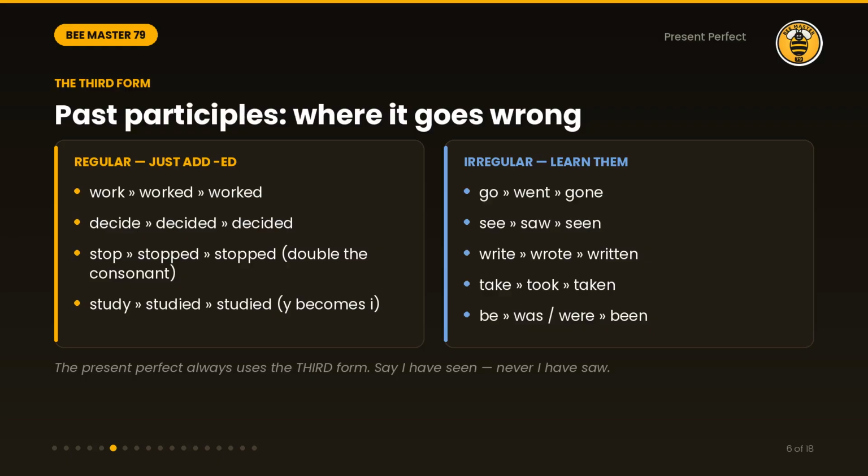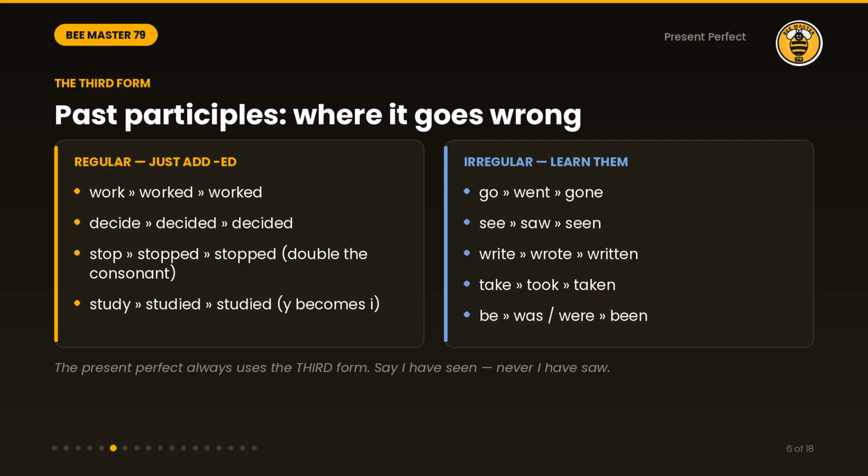The past participle is the third form of the verb, and it is where most errors live. Regular verbs are easy. You add ed. Work becomes worked, and worked again. Decide becomes decided. Stop doubles its consonant to give stopped. Study changes the y to an i and gives studied. The irregular verbs simply have to be learned. Go, went, gone. See, saw, seen. Write, wrote, written. Take, took, taken. And be, was or were, been.